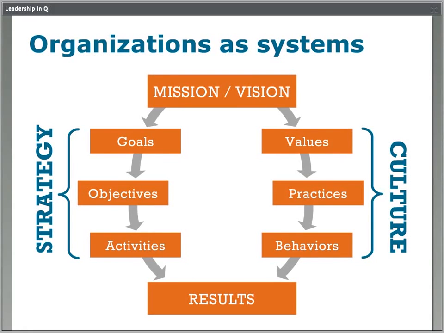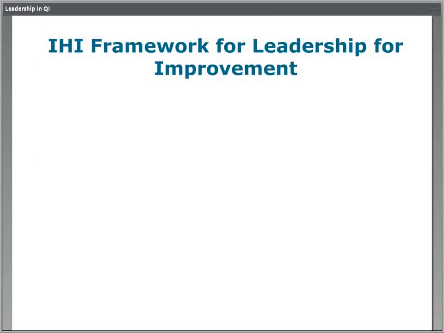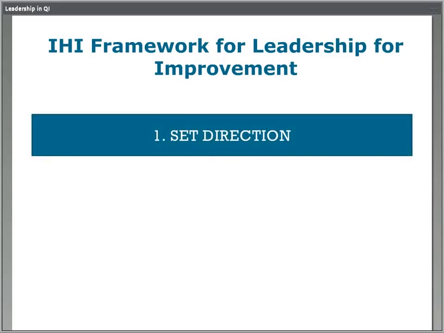So what I'm going to focus on now is introducing a framework for leadership of improvement. This is from the IHI, and we will send out these documents afterwards so you can refer to them yourselves. So the first part of this model, set direction. It's about creating that shared vision and aligning the improvement activities with that vision. We have to push to make the status quo uncomfortable, so there's a need to change, and we also have to pull to make the future attractive, so people want to.